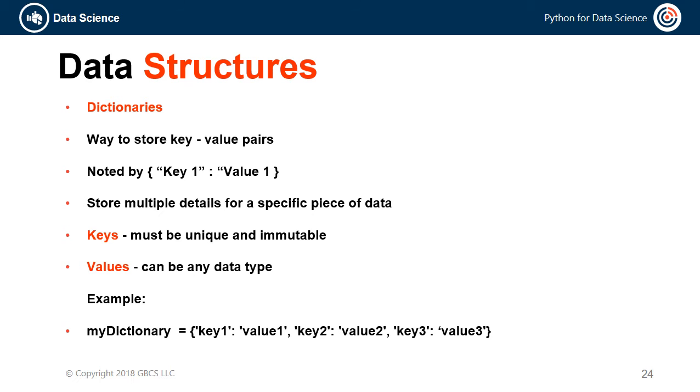The third data type we will look at is dictionaries. These are used to store key-value pairs. Dictionaries are also good for when we want to store multiple details about a specific piece of data. For example, the key could be a name, and the values could be another dictionary of key values of occupation, telephone number, family members, etc. Keys must be unique, and values can be any data type.